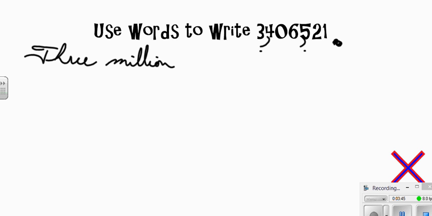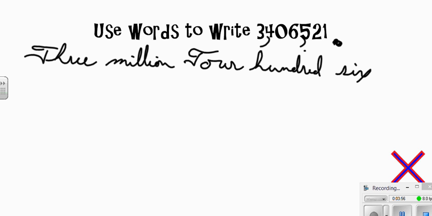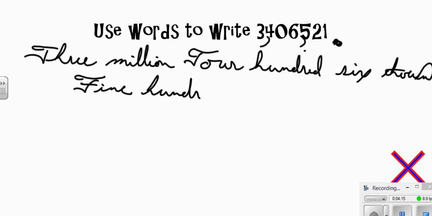Next, we go to 4. 3 million. 400. 6,000. My 1,000 got a little squished. Right? And then finally on, I'm going to say 500. $21. So we have that number.